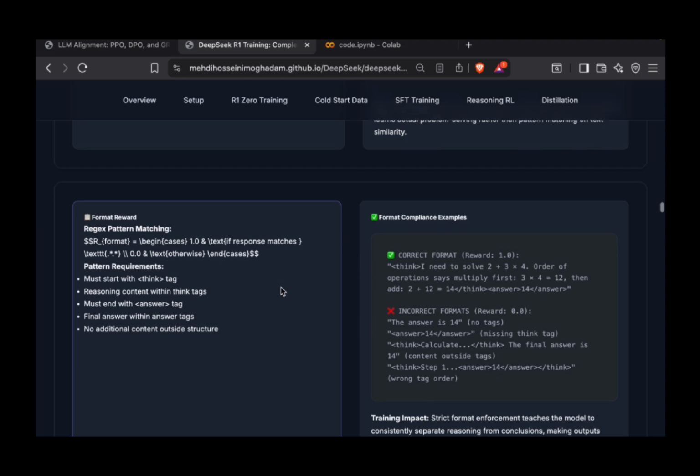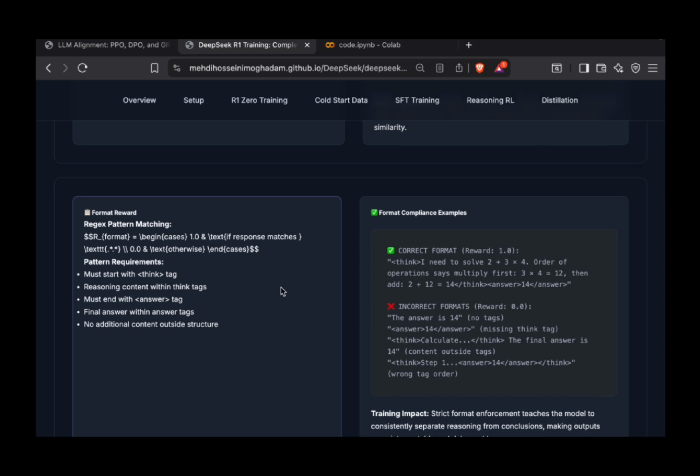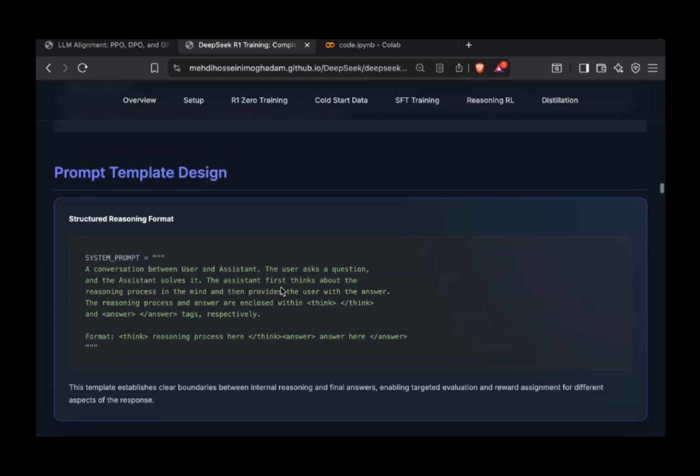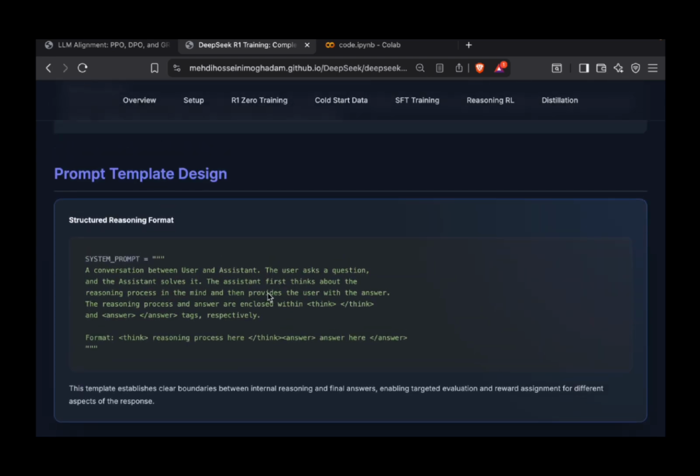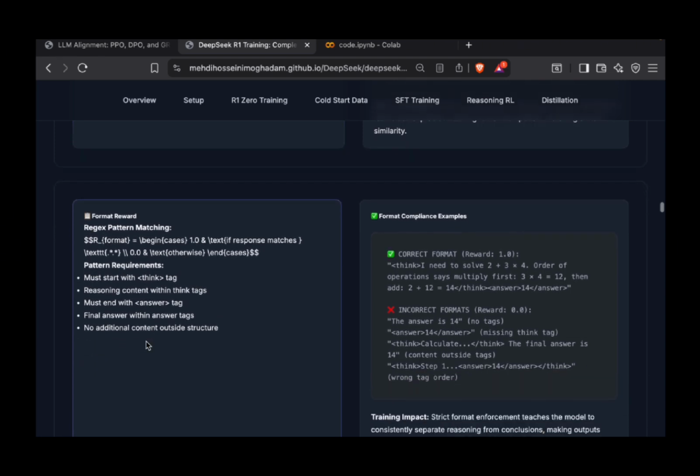The next reward function is specifically for formatting compliance, just to check if the formatting is correct. As we saw earlier, we want the model to first reason and put the reasoning steps into think tags, and then provide the answer in the answer tags.